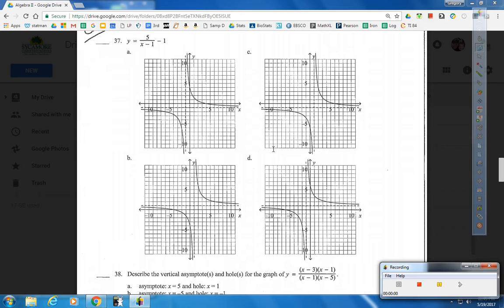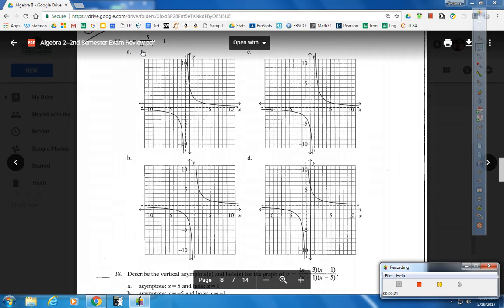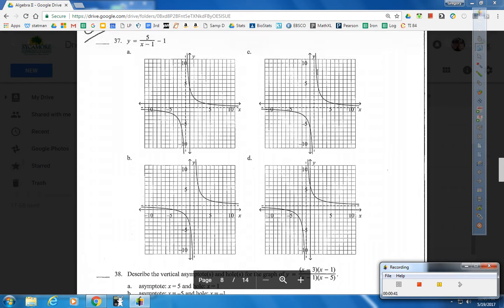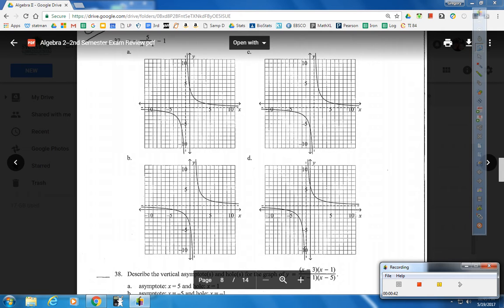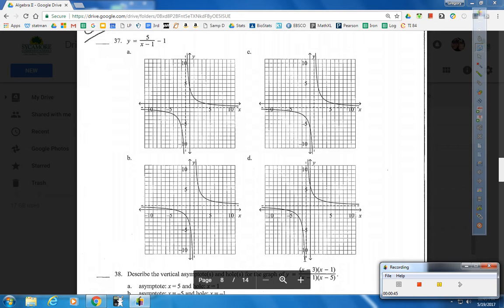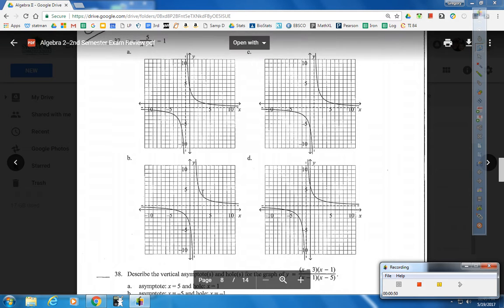One, we should be able to recognize that because we have x minus 1 in the denominator, we should have a vertical asymptote at x equals 1. All right, so if I look at all these graphs, this vertical asymptote is at negative 1, this one appears to be at 1, this one appears to be at 1, and this one appears to be at negative 1. So the only two that are at 1 are B and C. So that at least eliminates a couple problems for us. That makes it a little bit easier.